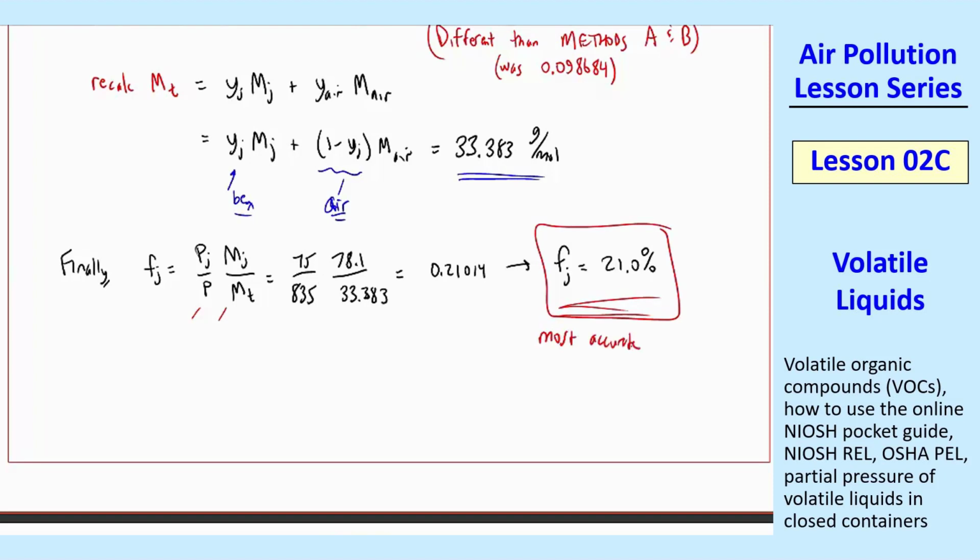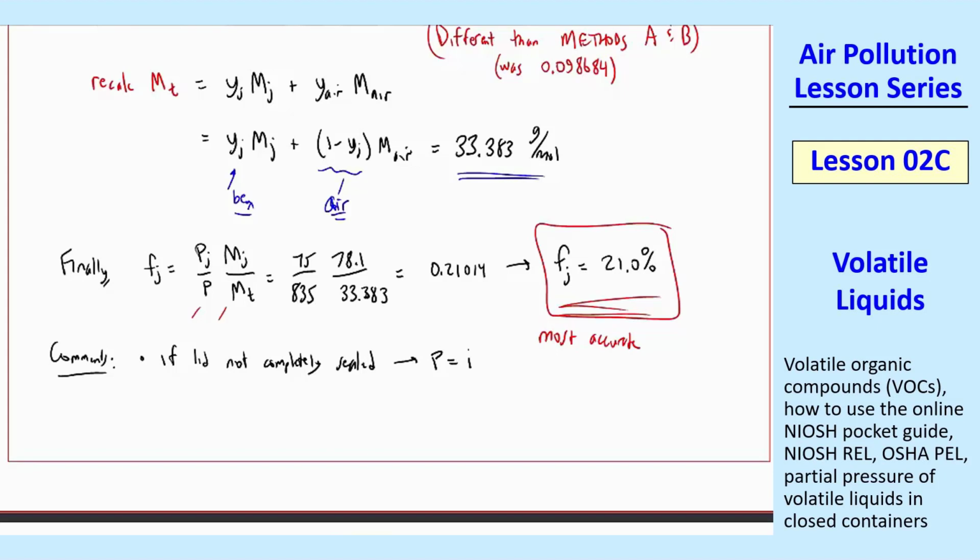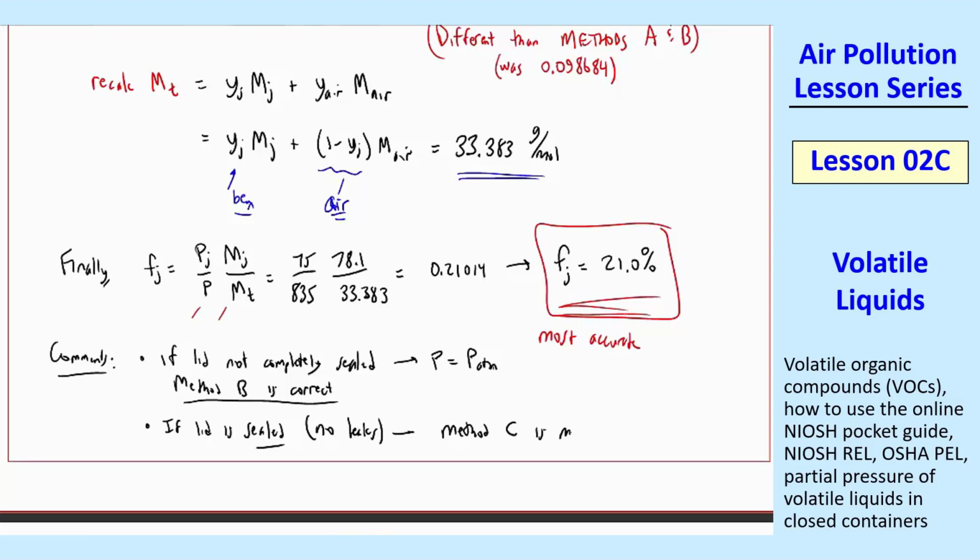I do have a couple final comments though. The first comment is if the lid is not completely sealed. So in other words, if there's a little bit of leaking going on, so air and vapors escape, and if it does it very slowly, P is equal to P atmosphere. It doesn't gain pressure inside the tank. It just stays at P atmosphere, and some of the air and some of the vapors escape. And so in that case, method B is correct, or the most accurate of these methods. However, if the lid is completely sealed, so there's no leaks, then that pressure will rise inside there, and then method C, the last one, is most accurate.